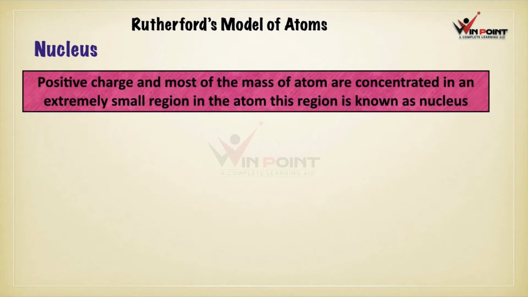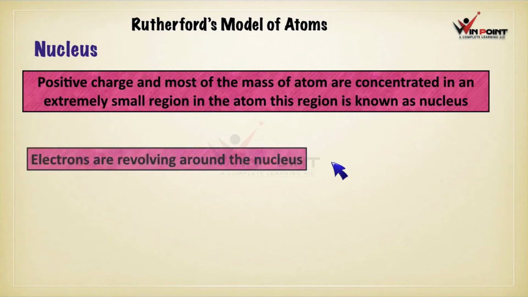So we can define the nucleus. Positive charge and most of the mass of the atom are concentrated in an extremely small region in the atom. This region is known as the nucleus, and electrons are revolving around the nucleus. It is the model given by Rutherford.